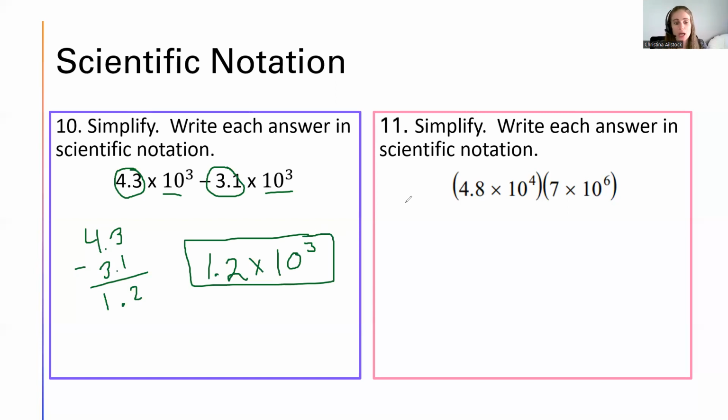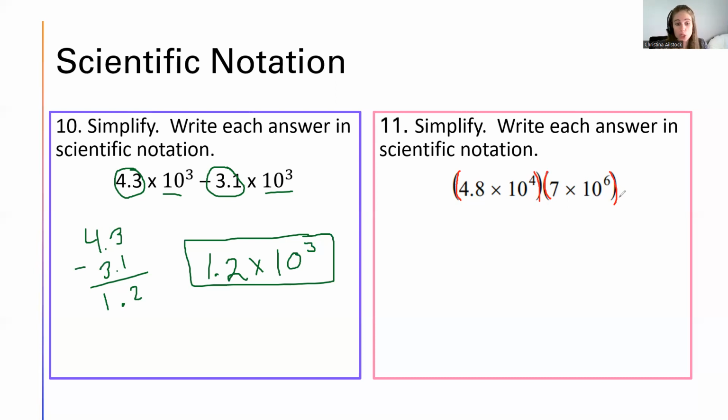Number 11. Once again, we're being asked to simplify, but this time our operation is multiplication. And I know that because both of our numbers are written in parentheses, and when parentheses are used and they're side by side with each other or side by side with another number, that indicates multiplication. The rules for multiplication and division are a little bit different. You're going to multiply or divide your coefficient, and then you'll apply the properties of exponents to your base 10.